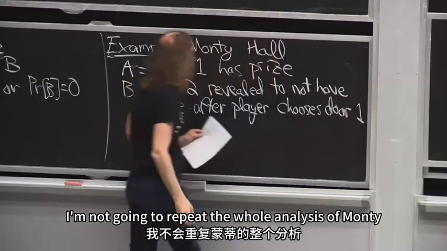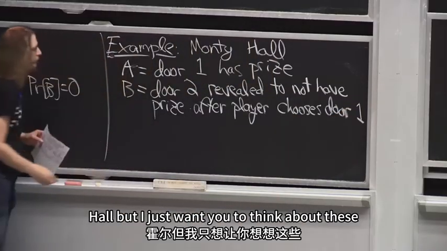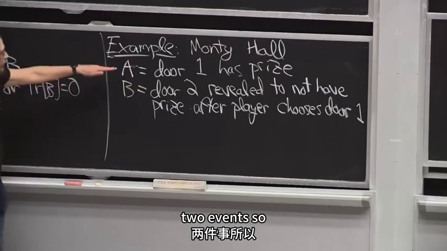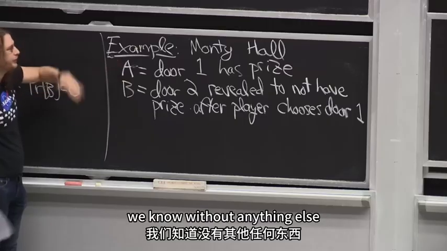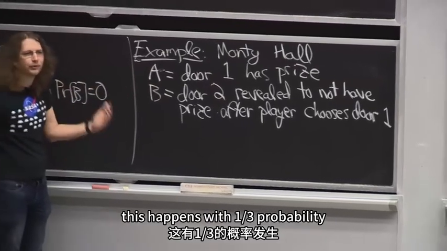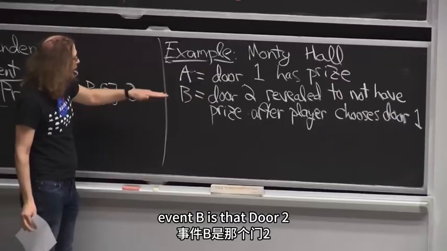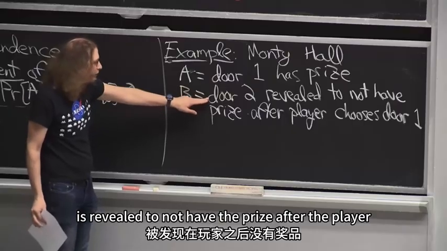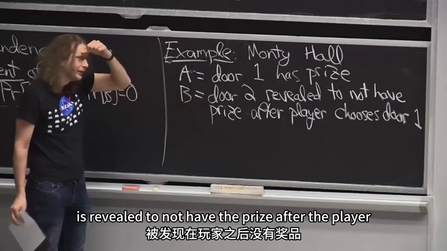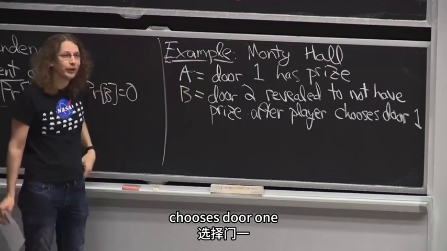Okay, I'm not going to repeat the whole analysis of Monty Hall, but I just want you to think about these two events. So event A is that door 1 has the prize. We know without anything else, this happens with 1/3 probability. Event B is that door 2 is revealed to not have the prize after the player chooses door 1.